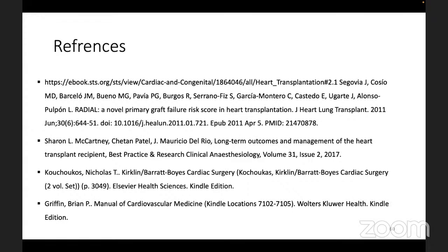The complications from the medication may sometimes push you to use less medication, or use a combination of different medications, to lessen the rejection on one hand and to lessen the complications from those medications on the other. And it's very important to know those pharmacy-related medication complications.